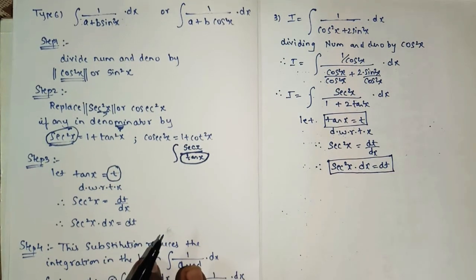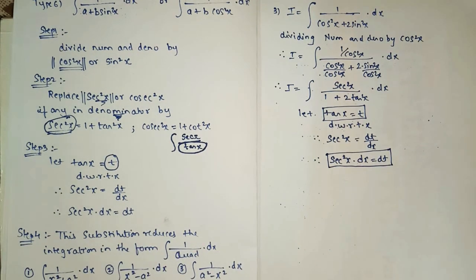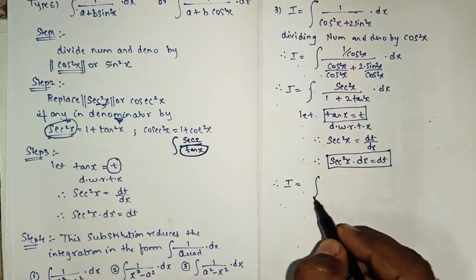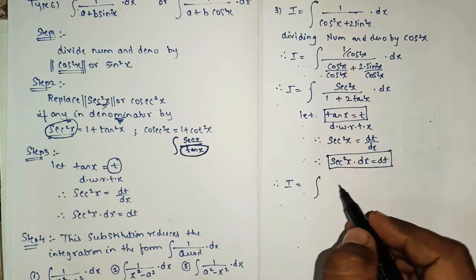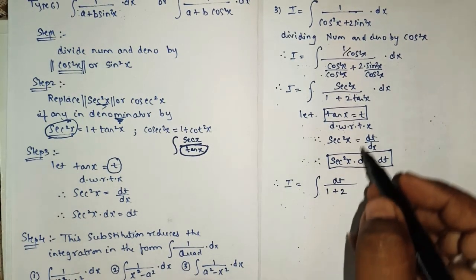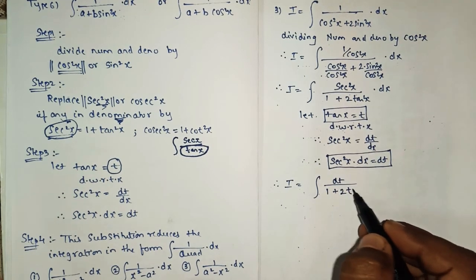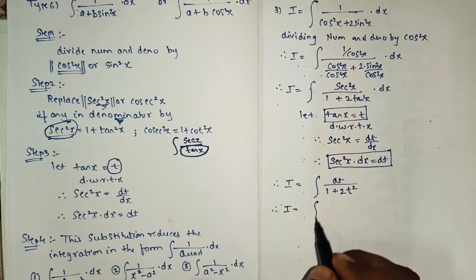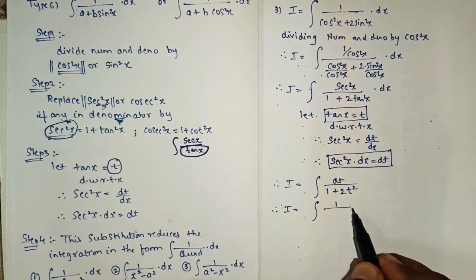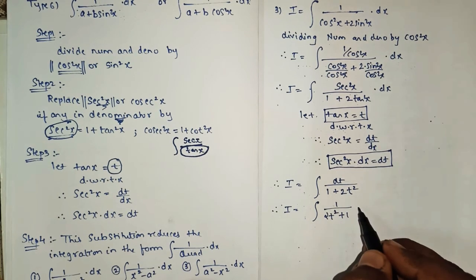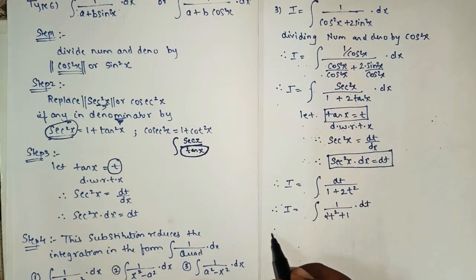Okay, so now we'll substitute and reduce the integration to the form of 1 upon quadratic. Therefore I will be equals to what? In place of sec square x into dx we can write dt, 1 plus 2. In place of tan x we can write t, so this will be t square. So therefore I will be equals to, we can write this as 1 upon, first the square term and then the number, into dt.